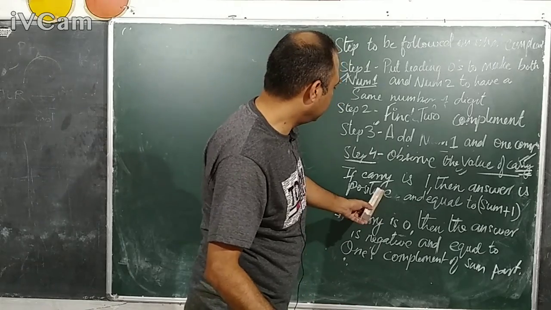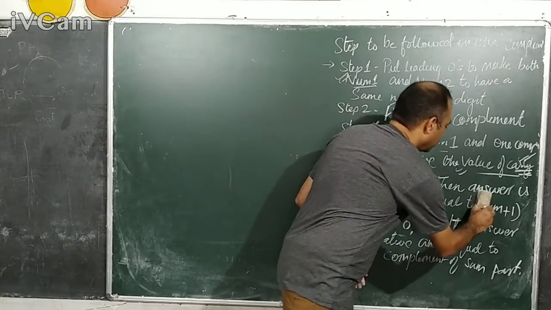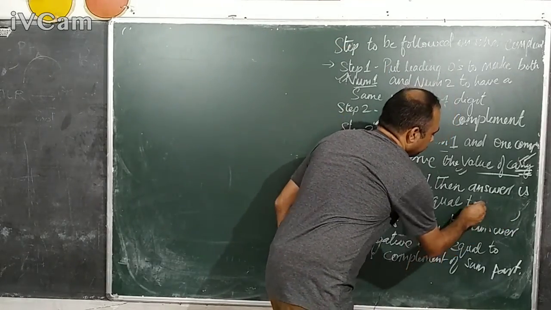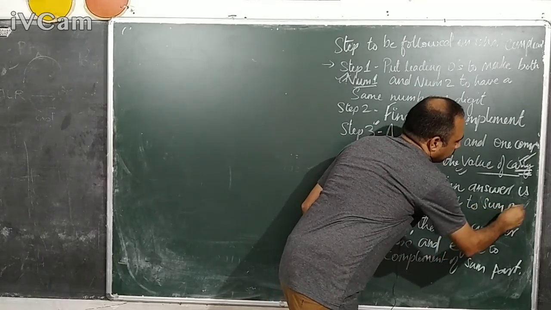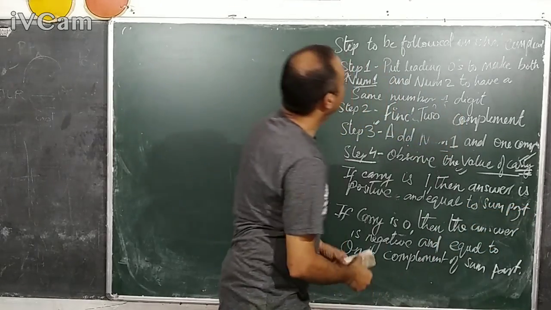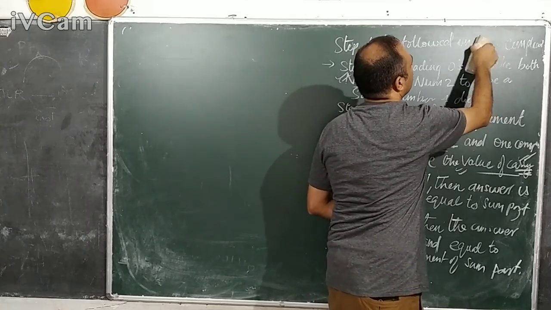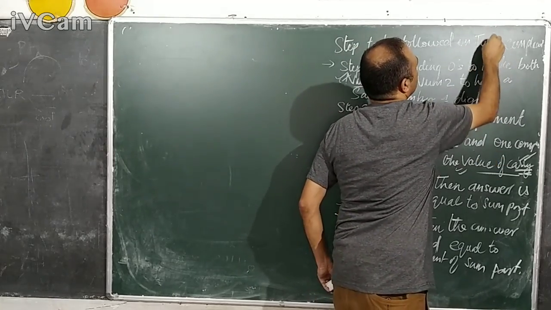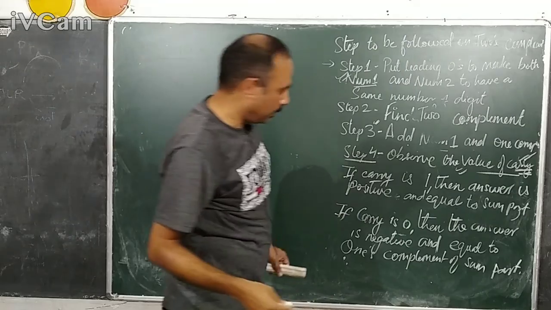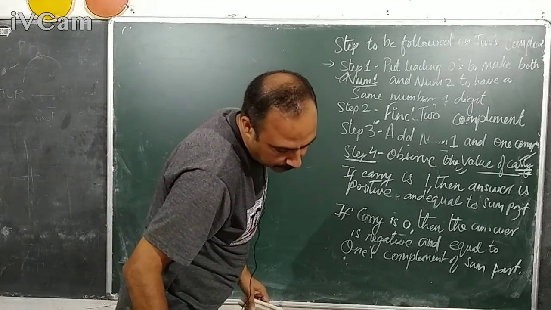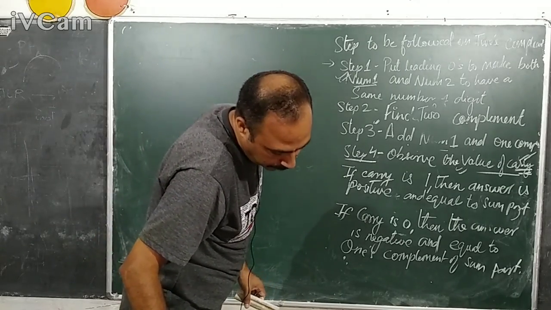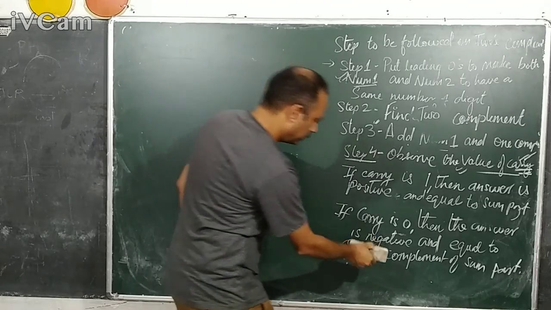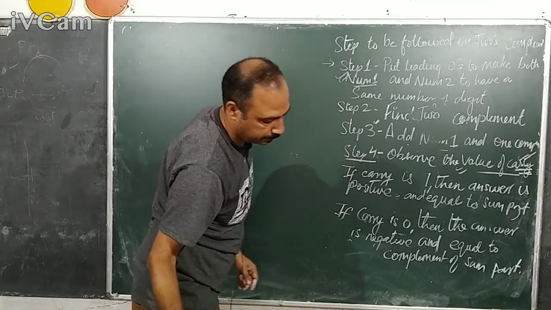So the answer is the sum part only. Otherwise, take the 2's complement of the sum part, and if the carry is 0, the answer is negative and equals the 2's complement.